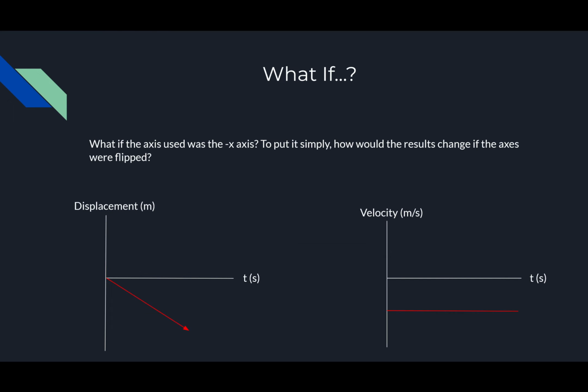What if the axis used was the negative x-axis? To put it simply, how would the results change if the axes were flipped? To answer that, we must first clarify that in the experiment, going to the right was the positive x direction. So if the axes were flipped, that would mean that the displacement, and in turn the velocity, would be negative since the marker would now be moving in the negative x direction.